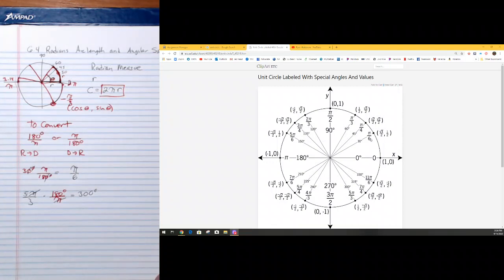And so that's pretty much it for radian measure. In the next video, we'll talk about arc length.